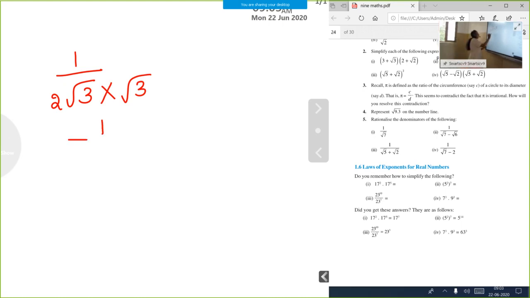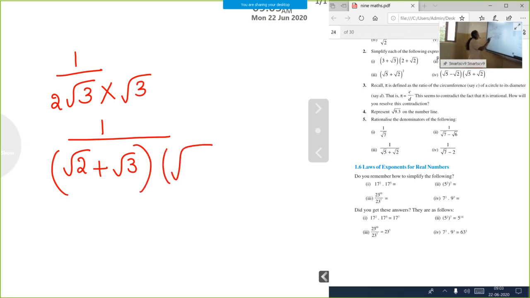If there are two numbers in the denominator, suppose root 2 plus root 3, what do we need to do? We multiply with its conjugate. If this number is a plus number, we need to multiply with root 2 minus root 3 and continue to write all other steps. This is our last section, and today we start.